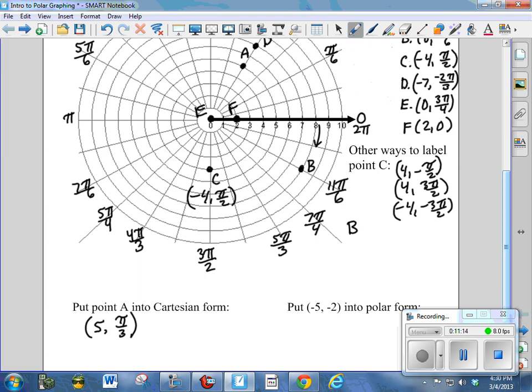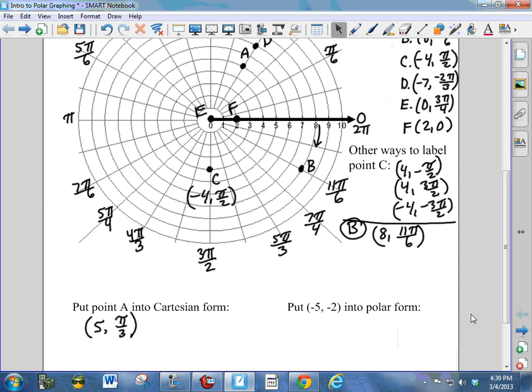So if we look at another way to label point B, B is right here. We have 8, negative pi over 6. We could also call that 8, 11 pi over 6, which we talked about earlier. And I am going to downsize this. We could also call it negative 8. So let's do something with negative 8. Go over to negative 8, which would be over here. And we want to get to point B.